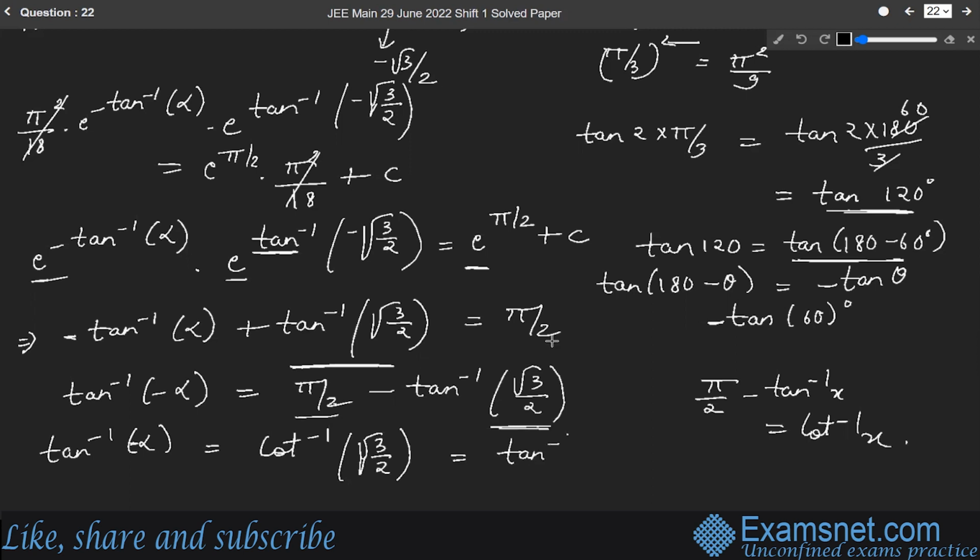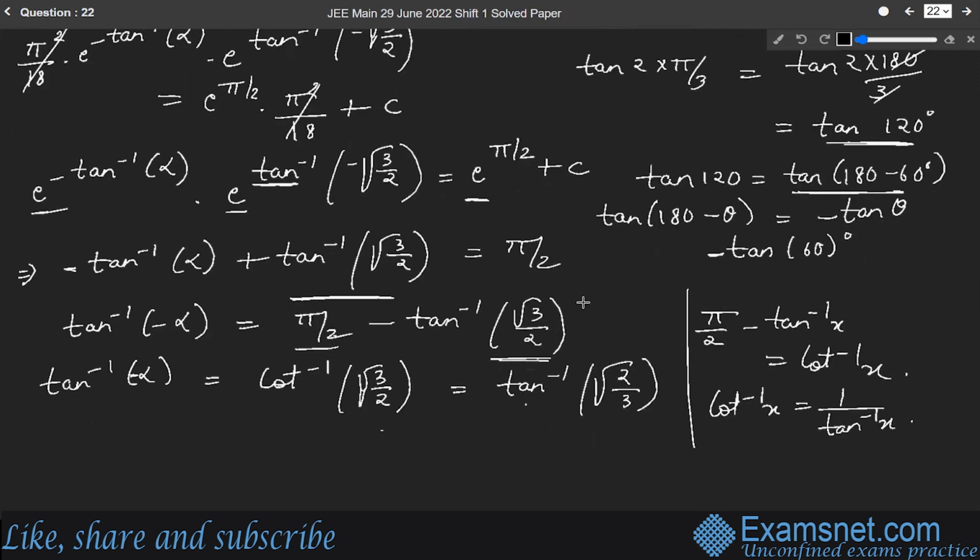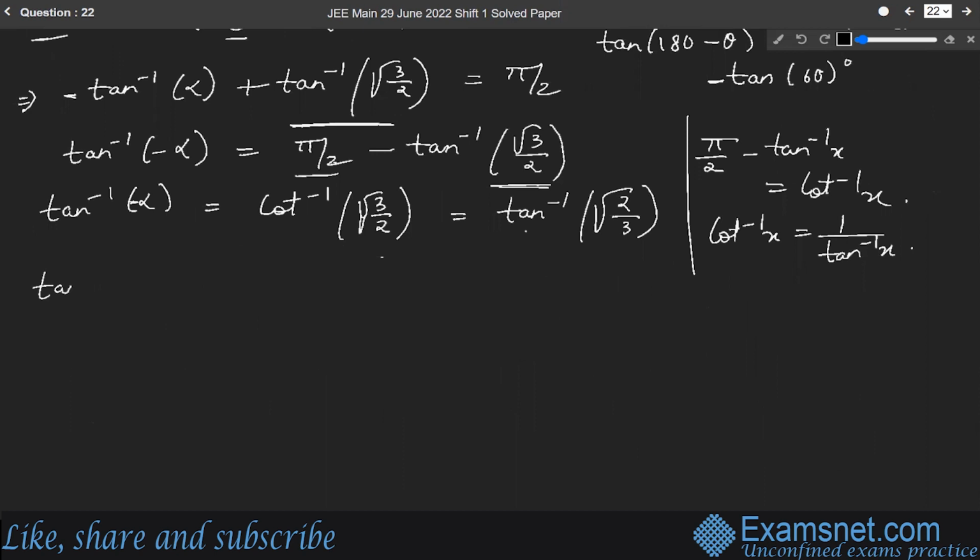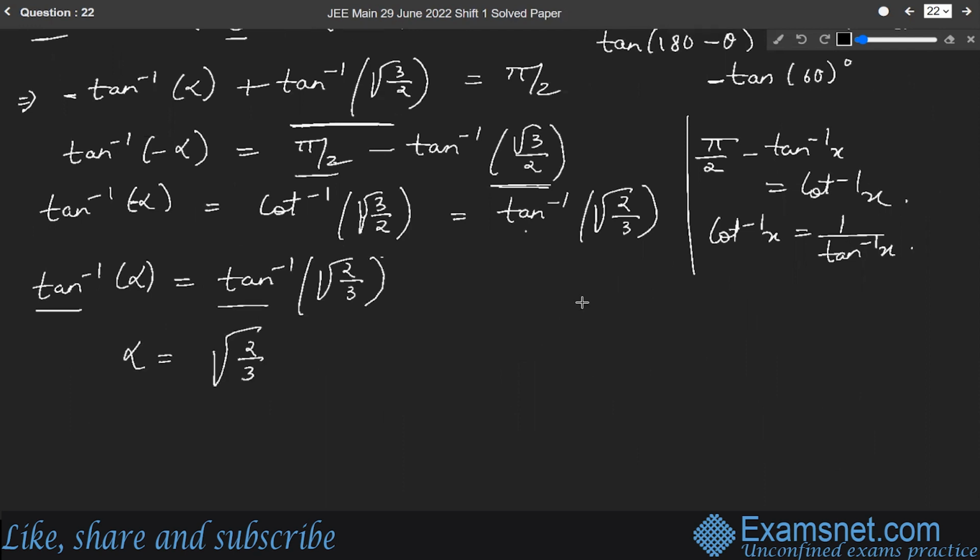It can be written as tan inverse of root 2 by 3, because we know the formula that cot inverse x is equal to tan inverse of 1 upon x, right? So cot inverse root 3 by 2 will be equal to tan inverse root 2 by 3. It will be the reciprocal, right? So we have tan inverse alpha equals tan inverse of root 2 by 3. Now this tan inverse and tan inverse will be cancelled, so directly we can write alpha equals root of 2 by 3, right?